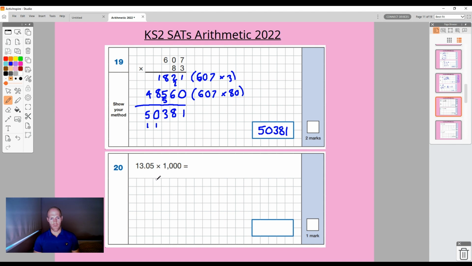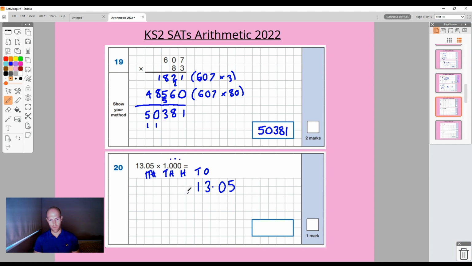13.05 times 1,000. Now I know I'm going to get 13,000 and something because I've got a 13 times 1,000. So that's the number I'm expecting. So I'm going to write it out. 13.05. The number's going to get bigger. So I'm going to write in hundreds and thousands and maybe 10,000 as well. I'm going to move 3 places to the right.